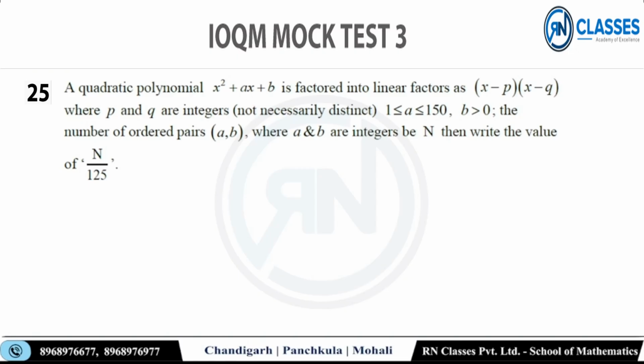The quadratic polynomial x square plus ax plus b is factorized into linear factors. Okay, उसको factorize कर दिया, इसको इस फॉर्म में लिख दिया। P and Q are integers given है भाई, not necessarily distinct, मतलब कि same integers भी हो सकते हैं। A lies between 1 and 150, बाप रे, A की वेरिएशन तो बहुत ज्यादा है, और B is greater than 0, कुछ भी हो सकता है, B जितना मर्जी बड़ा कर लो। The number of ordered pairs A comma B where A and B are integers be n.